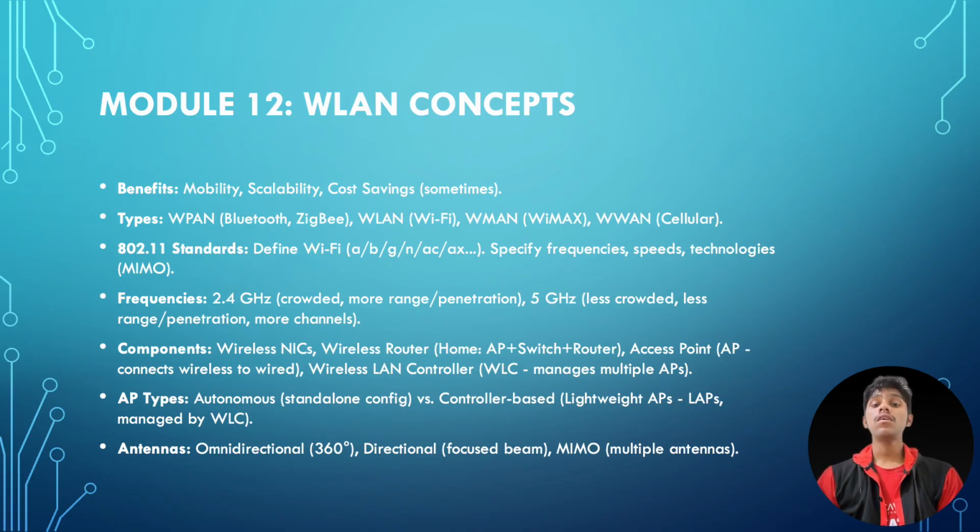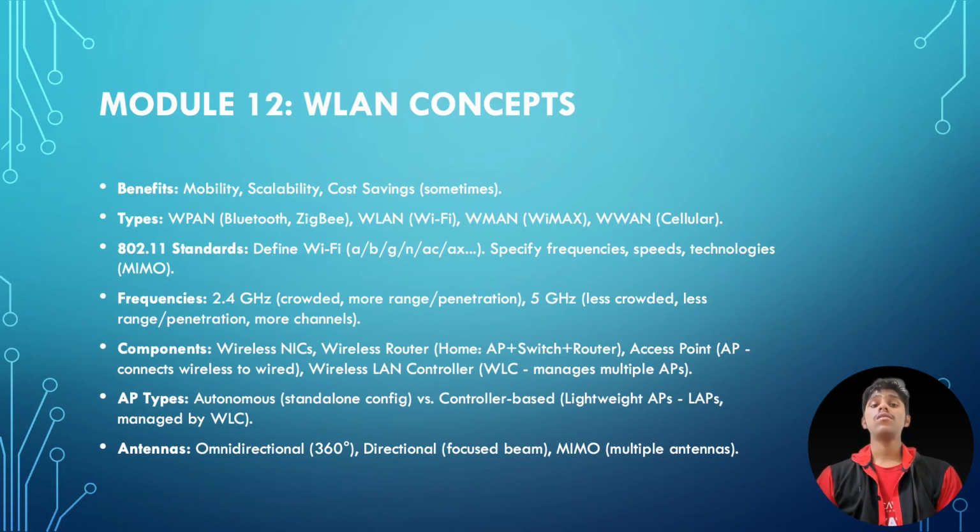The focus is on WLANs defined by the IEEE 802.11 standards, like 802.11n, 802.11ac, and 802.11ax, which specify the frequencies, mostly from the 2.4 gigahertz to the 5 gigahertz band, the data rates, and the technologies like MIMO, multiple input, multiple output antennas that are used.